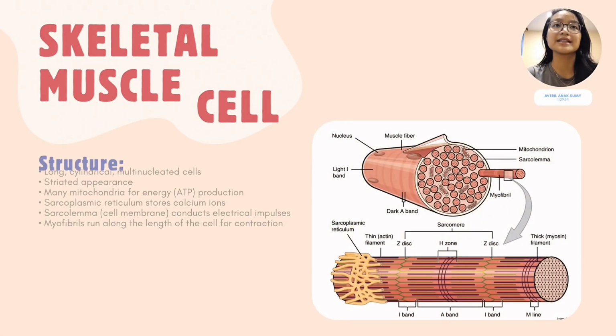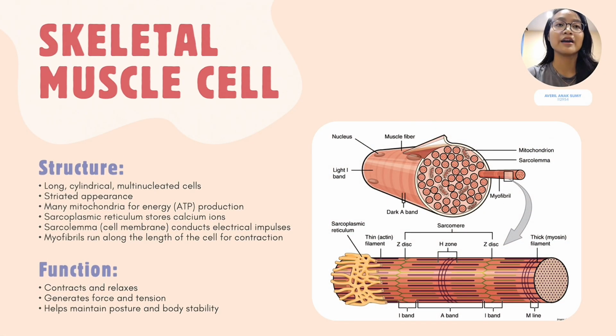Skeletal muscle cells, also known as muscle fibers, are highly specialized cells adapted for movement. Structurally, they are long, cylindrical, and multinucleated, which helps them generate strong contractions. These cells have a striated appearance due to the orderly arrangement of actin and myosin filaments into repeating units called sarcomeres. They also contain many mitochondria to supply energy for contraction and a specialized membrane called the sarcolemma that carries electrical impulses along the cell. Additionally, the sarcoplasmic reticulum stores calcium ions that are essential for muscle contraction.